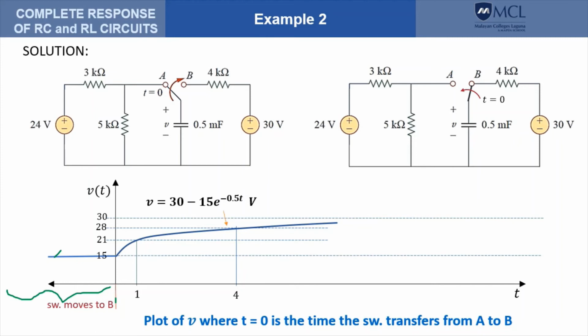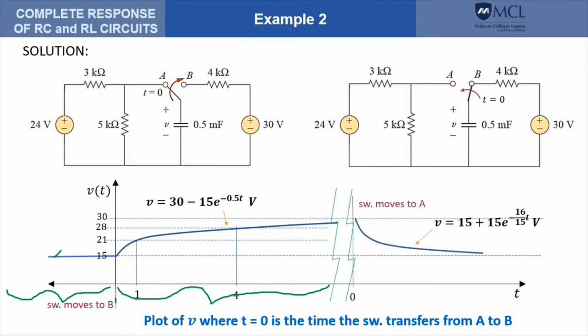Then we transfer to position B. It undergoes a transient and then settles to 30 volts. And 20 seconds after, we switch back to A, and that should give us this curve here.